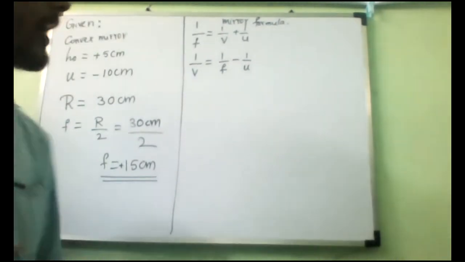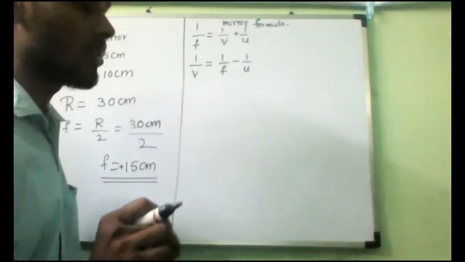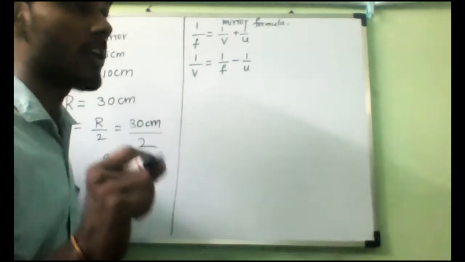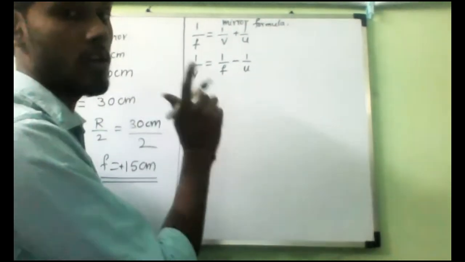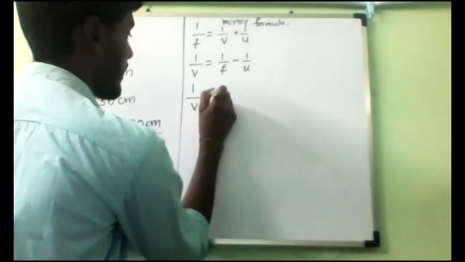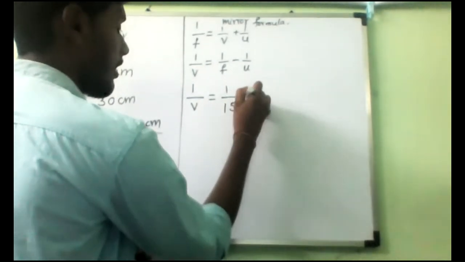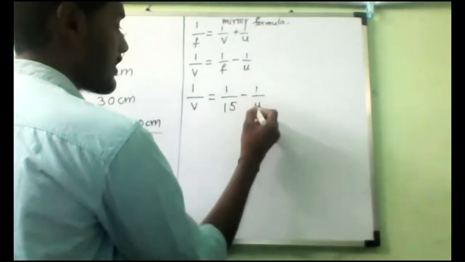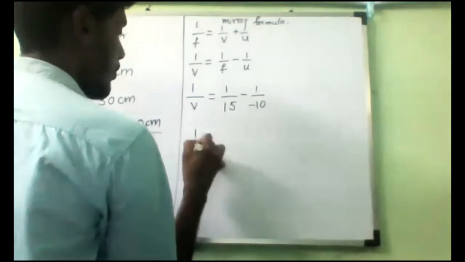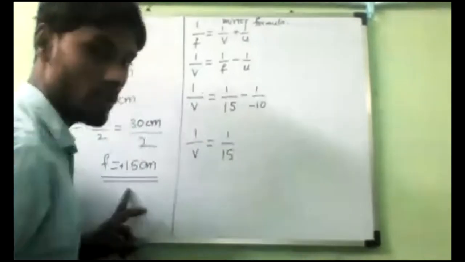Nobody should substitute before rearranging the formula, because few times you will commit the sign convention wrong. Always rearrange the formula, then only substitute, even if you are an expert. Now what is the substitution? 1 by V is equal to 1 by F minus 1 by U. F is equal to 15 centimeter. U is equal to minus 10. So 1 by V is equal to 1 by 15 minus of minus 1 by 10.